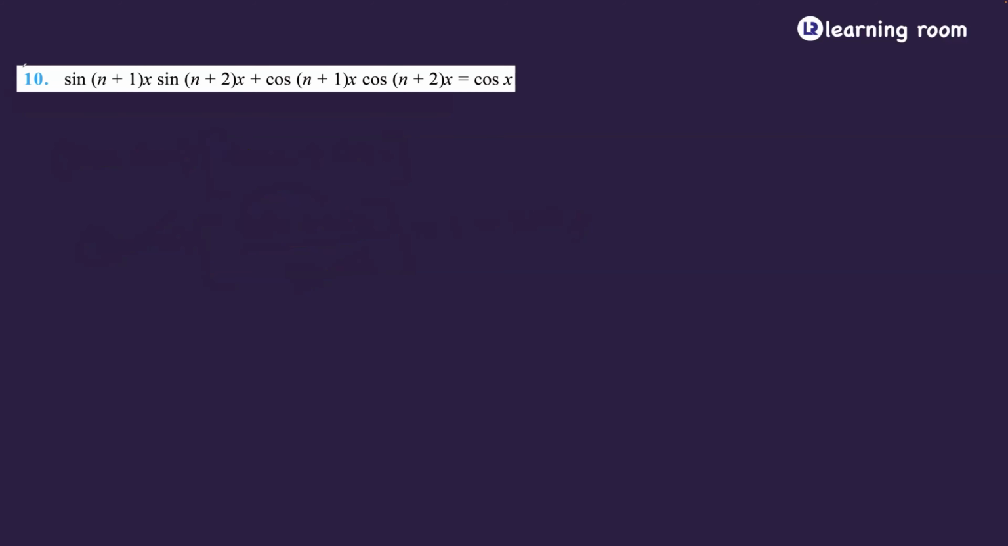The next one is sine of (n plus 1) into x into sine of (n plus 2) into x, plus cos of (n plus 1) into x into cos of (n plus 2) into x, is equal to cos x. So this is what we need to prove.